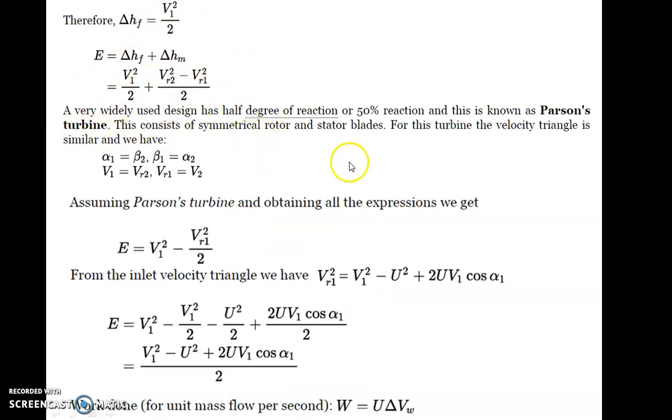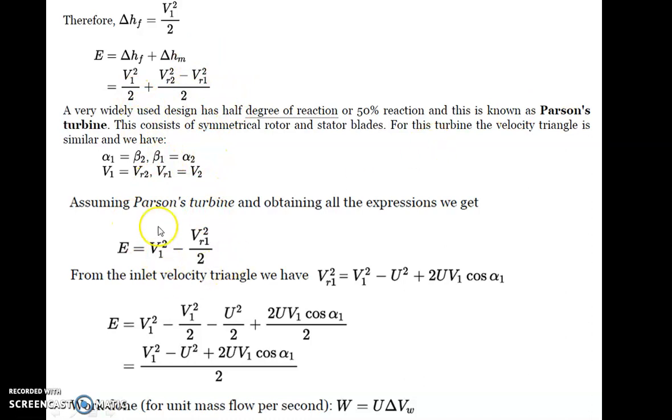So for the Parsons reaction turbine, we have seen that alpha 1 equals beta 2, beta 1 equals alpha 2, V1 equals VR2, and VR1 equals V2. So if you put the value of VR2 as V1 and VR1 as V2, it will be V1 square by 2 plus (V1 square minus V2 square) by 2. VR2 is nothing but V1, and VR1 is nothing but V2. If you simplify it, you will get E equal to V1 square by 2 plus V1 square by 2, so it will be V1 square minus V2 square by 2 added, giving the total energy.